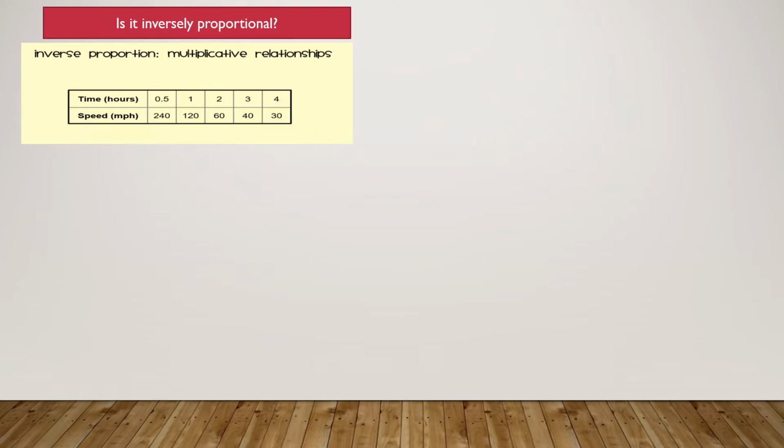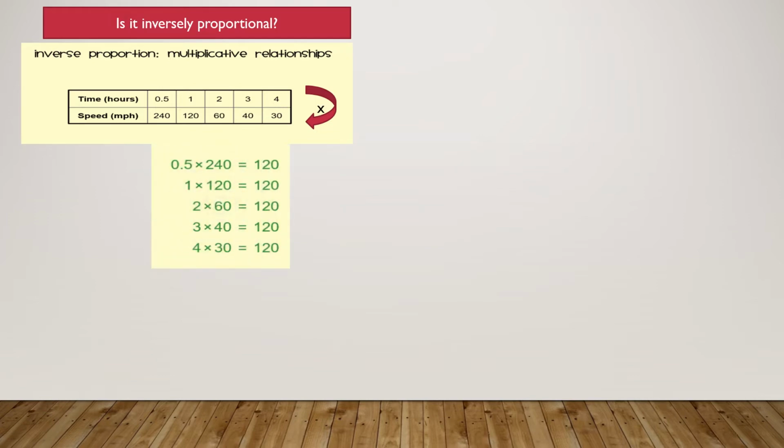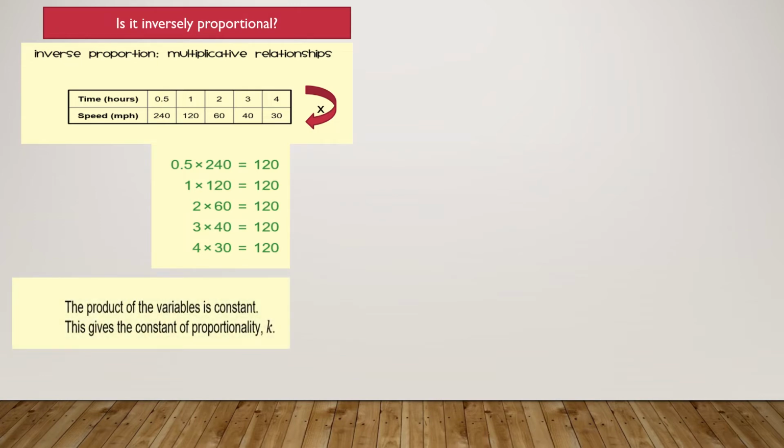Check if this relation is inversely proportional or not. To check it, you have to multiply the variables together. When you multiply each column, 0.5 times 240, 1 times 120, and so on, you are going to discover that the product is always 120. This 120 is the constant of proportionality, which means that I can discover its equation. It's always giving you 120.